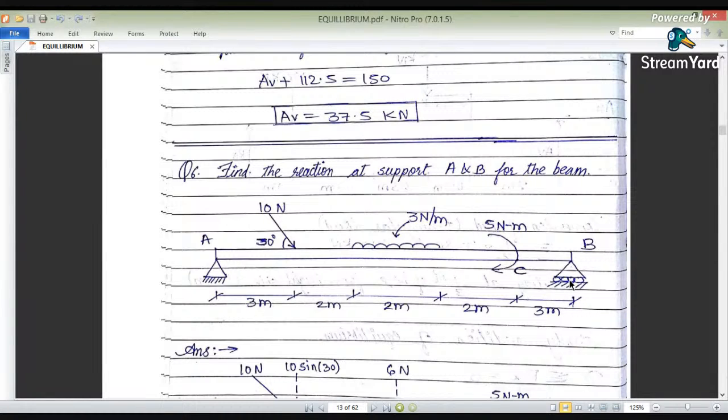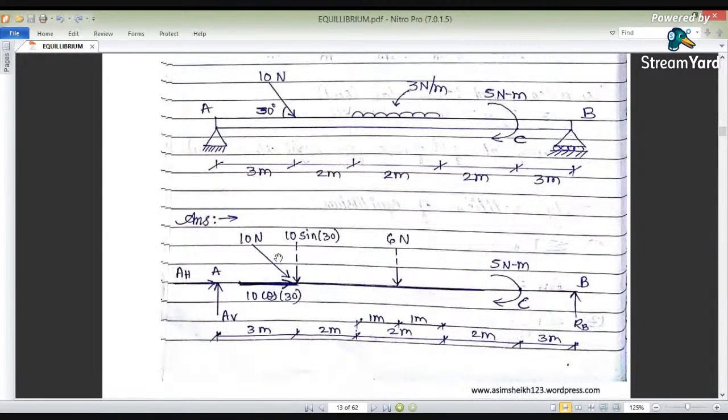First, we will release the supports at points A and B, and we will resolve this 10 newtons along horizontal and vertical directions. This 10 newton force makes an angle of 30 degrees with the horizontal. The horizontal component will be cos theta and the vertical component will be sin theta. After resolving, we will convert this UDL of 3 Newton per meter into a point load. So 3 multiplied by 2 is 6 Newton, which will be the intensity, and it will act at the center, that is 1 meter and 1 meter. So here we have drawn this figure.